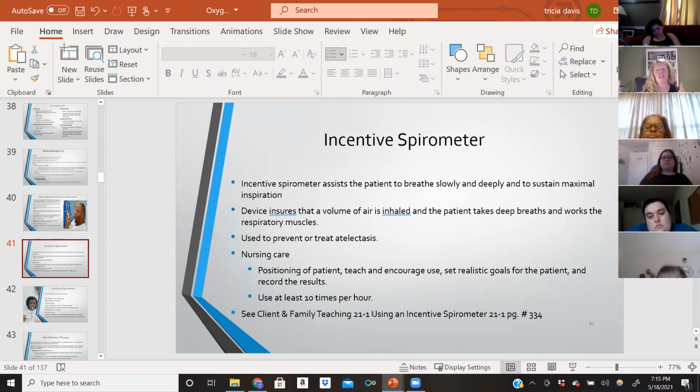There's usually a spot in your documentation for the incentive spirometer, and it wants to know, did they do it? What volume did they reach? Were they compliant? How many times an hour are they doing it? Are they tolerating it? So you want to document that use. And then you want to set realistic goals for the patients and record the results. And then there you go, use it 10 times per hour. There's more information in your book on page 334. You guys can read.